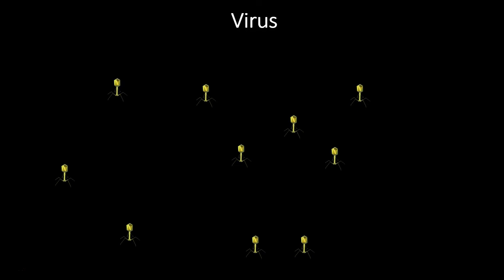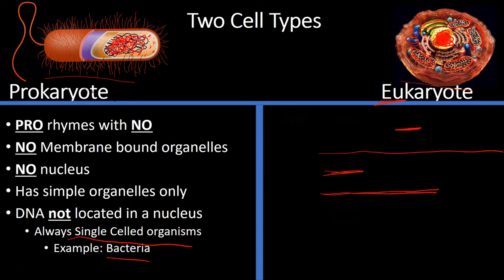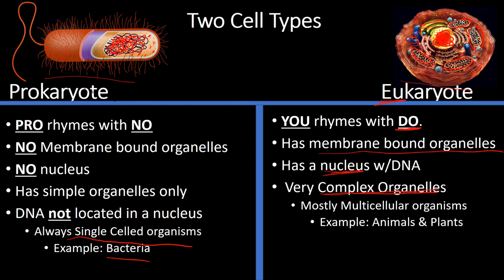Okay, quick recap. Two cell types that we talked about: a prokaryote and a eukaryote. Pro rhymes with no. They have no membrane-bound organelles, and they have no nucleus. They're very, very simple. I want you to remember that prokaryotes are very simple. Think bacteria, single-celled organisms.